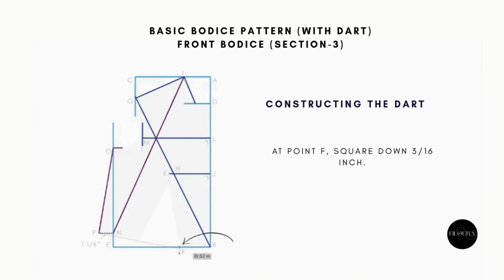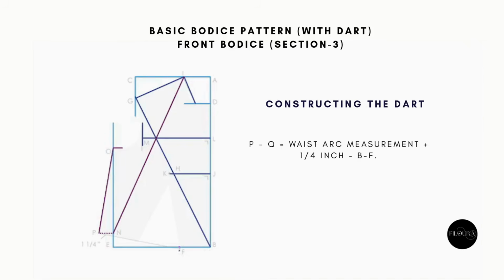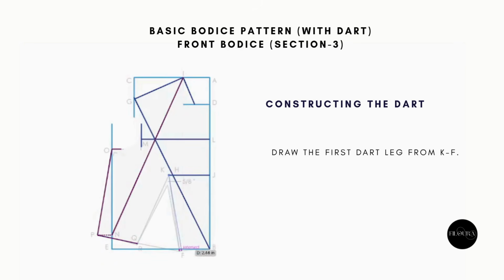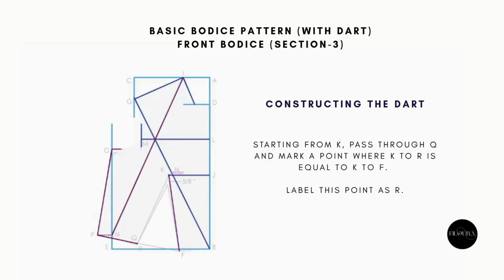So here at point F, square down 3/16 inch. Next, mark P to Q, waist arc measurement plus 1/4 inch minus B to F measurement. Now, draw the first dart leg from K to F. For the second dart leg, start from K, pass through Q and mark a point where K to R is equal to K to F. Label this point as R.